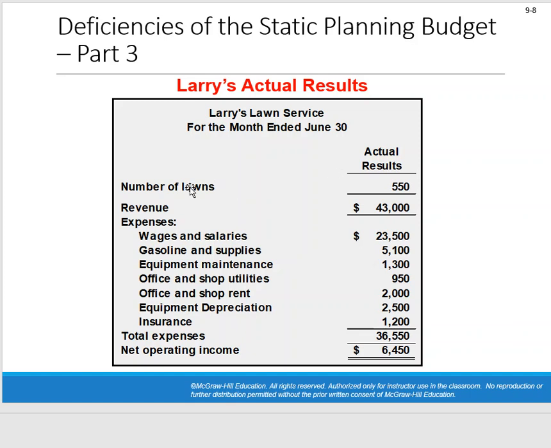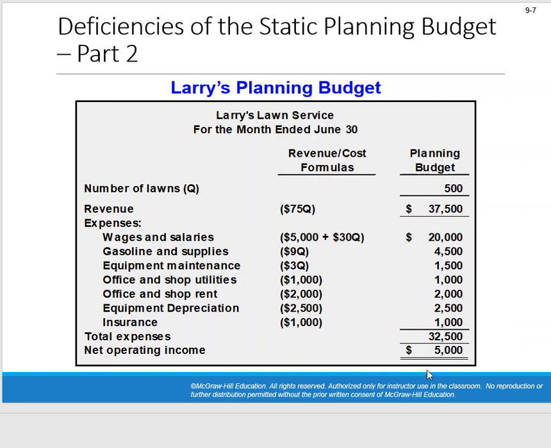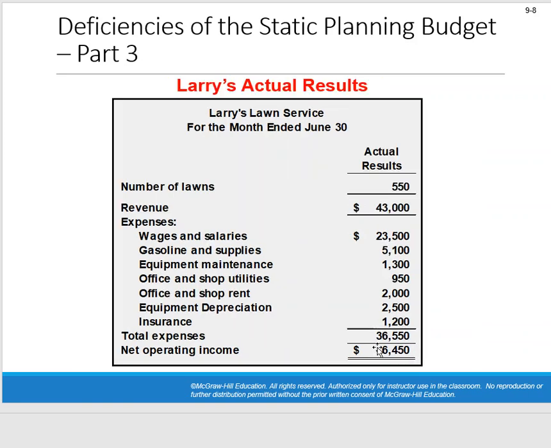Then we have Larry's actual results. Well, look at this. He actually did 550 lawns. And if I skip down to the bottom, our net operating income is 6,450. Well, hey, let's just stop. We made more money than what we budgeted, right? Our net operating income on the budget was 5,000, and here we've got 6,450. So why bother looking at the rest of it?